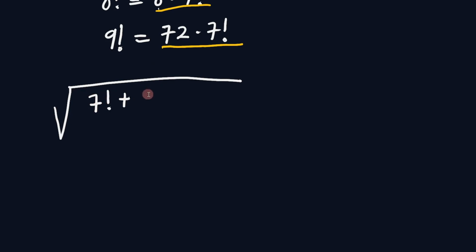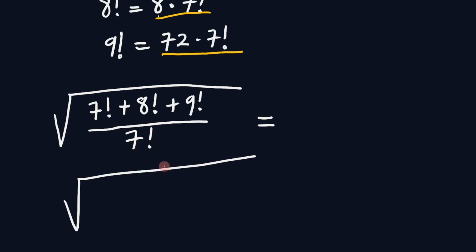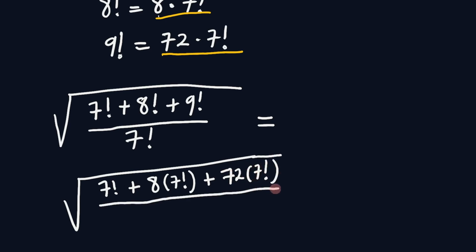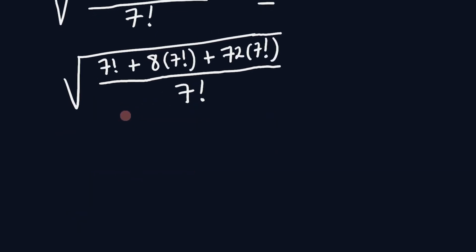7 factorial plus 8 factorial plus 9 factorial, all divided by 7 factorial. But let's make the substitution. Wherever we see 8 factorial, we'll put 8 multiplied by 7 factorial. So this can be rewritten as 8 multiplied by 7 factorial plus 72 multiplied by 7 factorial, all divided by 7 factorial. At this point, it is now easier for us to factor out 7 factorial.